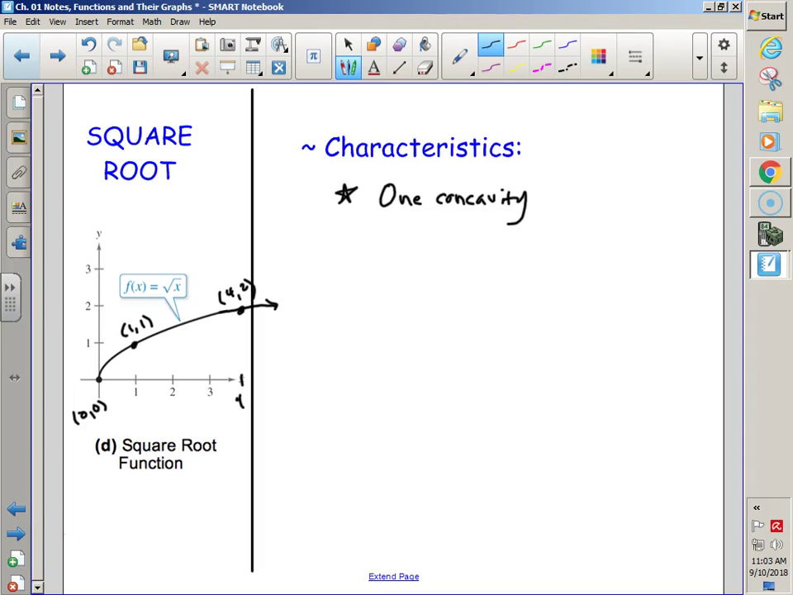Sorry, here's the square root function back again. One concavity, we talked about its key points that you can use when we start transforming them in another section. Let's go ahead and talk about, yeah, let's do it here.